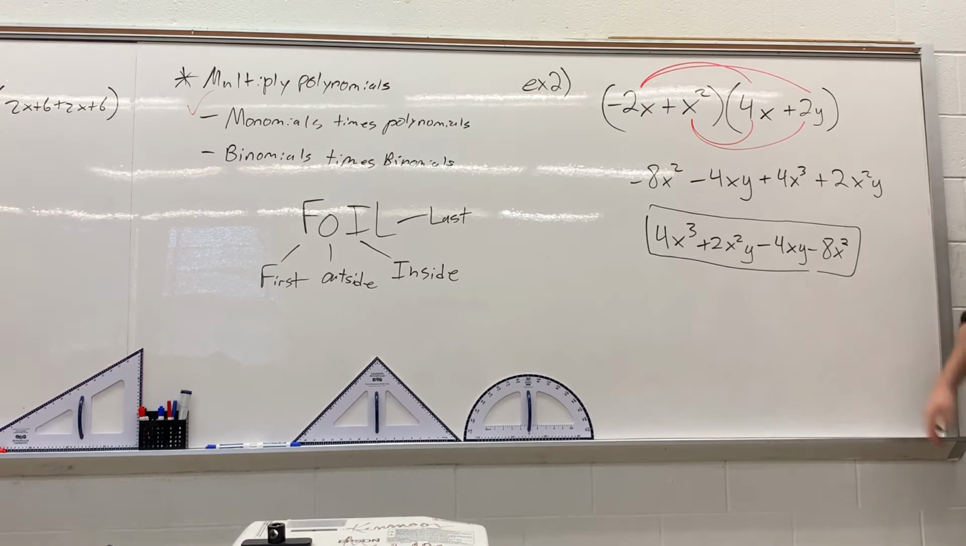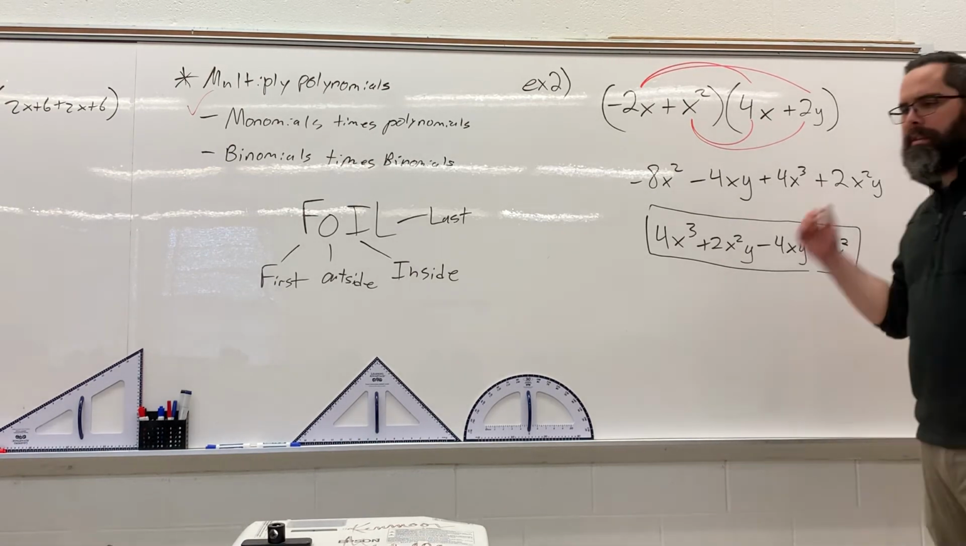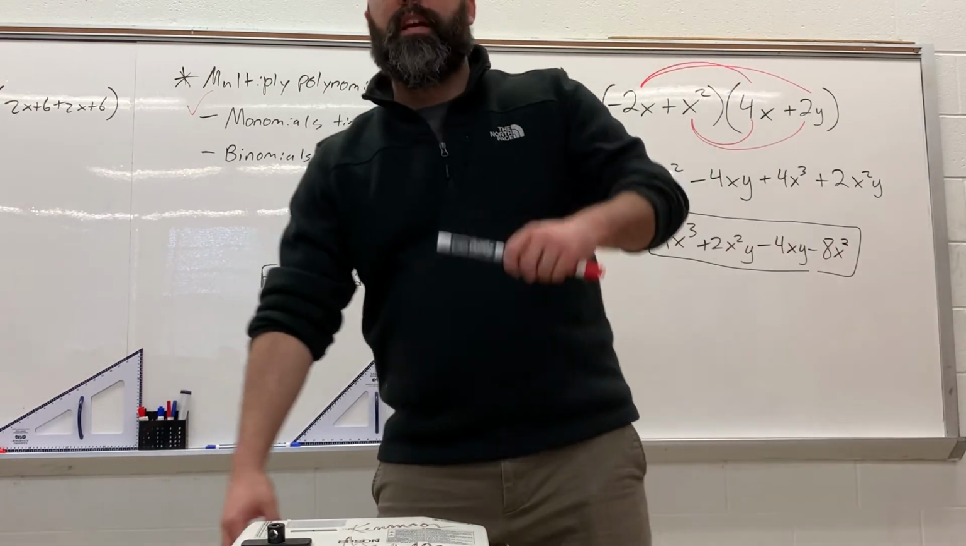Can you get 5 terms? No, because there's only 4 multiplications. Actually, you can get 2 terms as well. 2 terms is when the 2 middle terms cancel out. We'll go over that later. Anyways, let's look at the new way the textbook shows you how to do this.